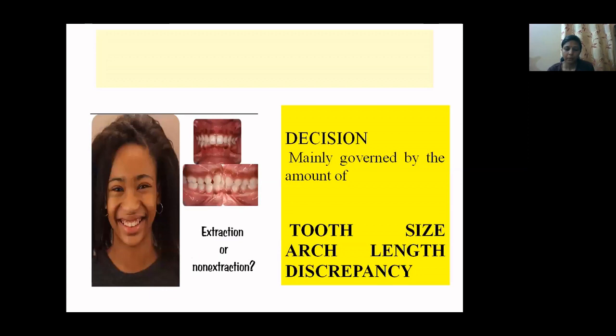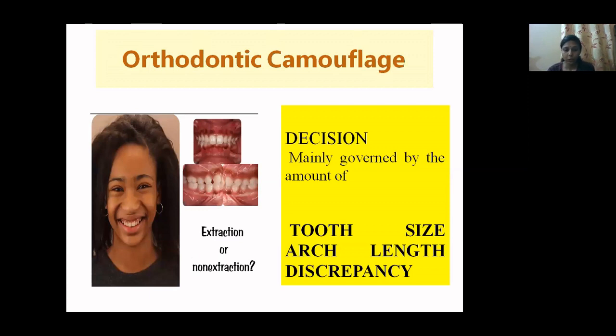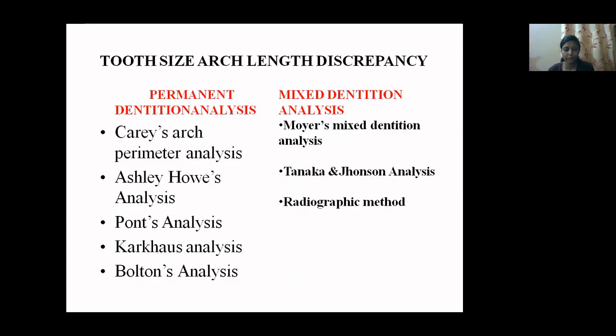So coming to the orthodontic camouflage. In orthodontic camouflage, if the growth is over, we have no leeway for growth modulation. We will go for orthodontic camouflage, and the decision here is mainly governed by the amount of tooth size arch length discrepancy. We have 2 modalities: extraction orthodontic treatment or non-extraction, and that will be governed by the amount of tooth size arch length discrepancy.